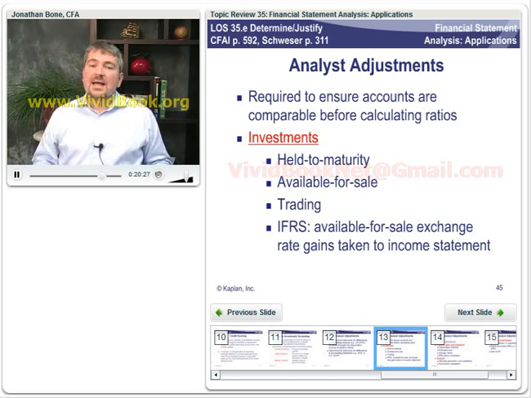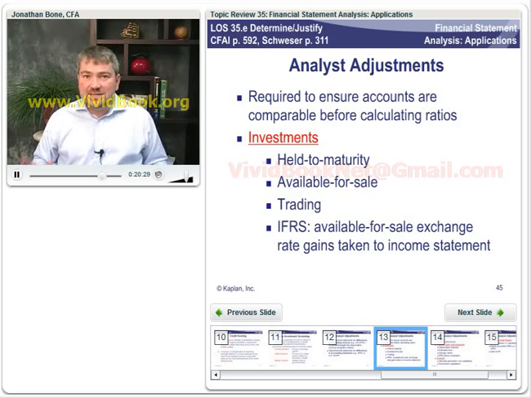So again, if you've got two companies using different investment classifications, you'll have to adjust one of the companies so that it's consistent with the other before you calculate ratios.